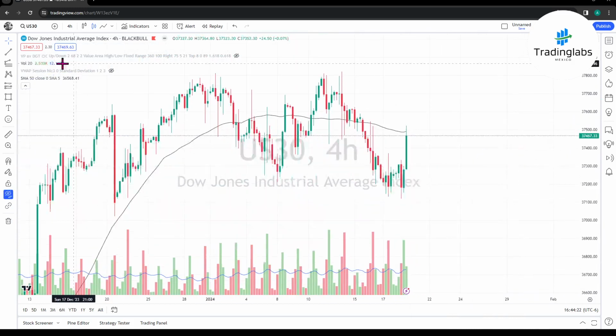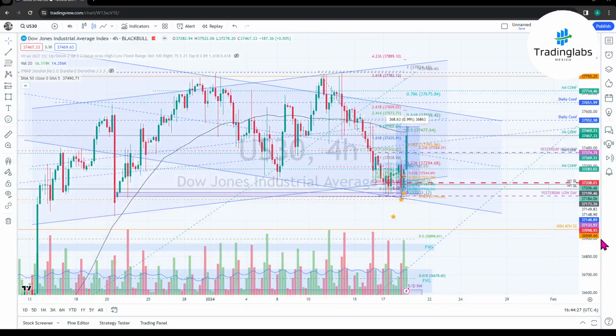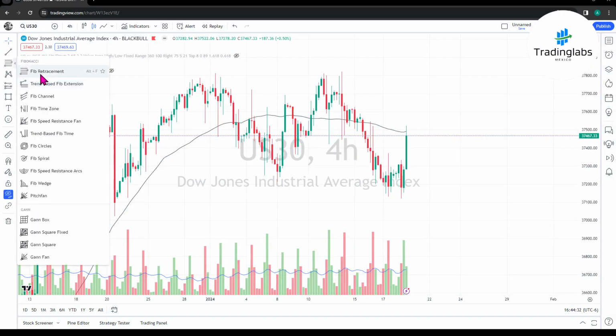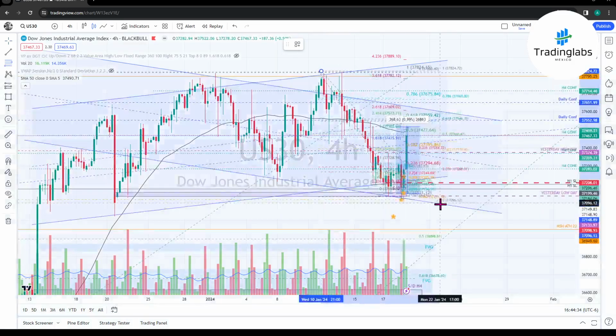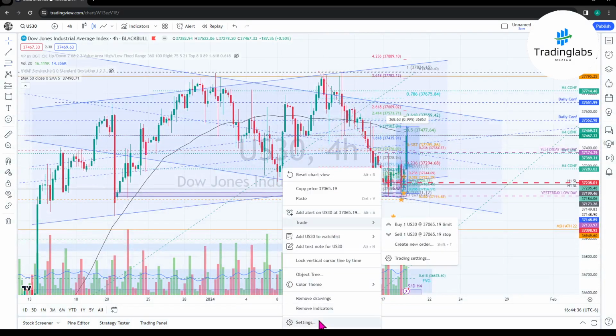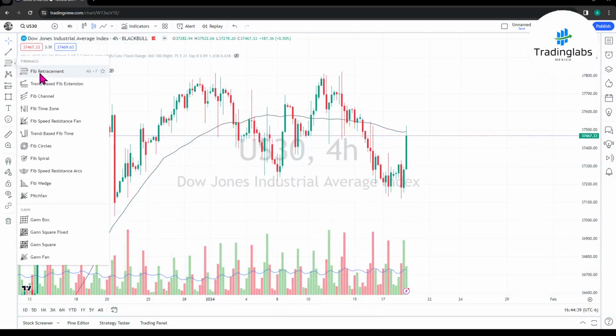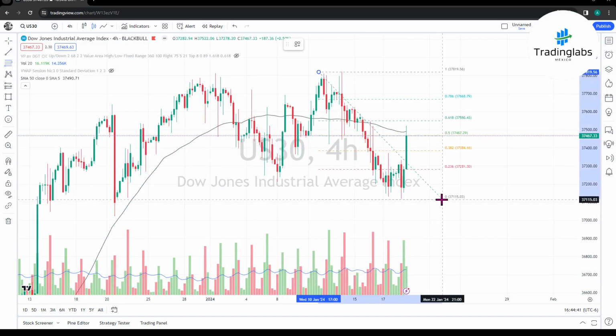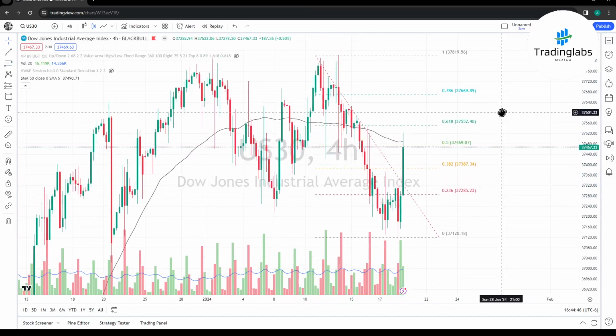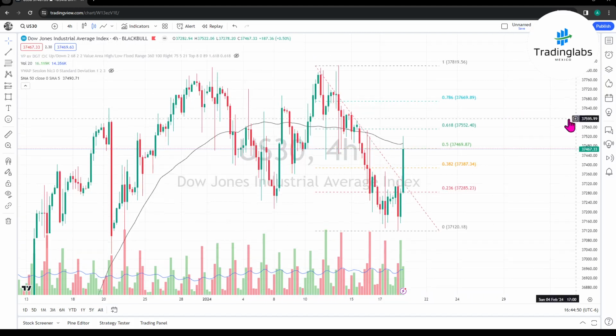Maybe from here to here. Fibonacci retracement. Oh, here. Let me remove the drawings. From here to here. Remove drawings. Maybe from here to here. The daily resistance was over near here, to here, and it reached the 78.6.